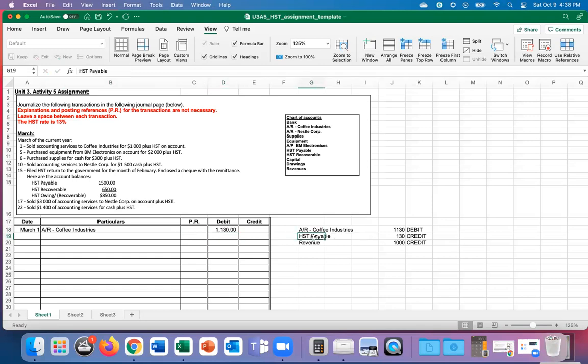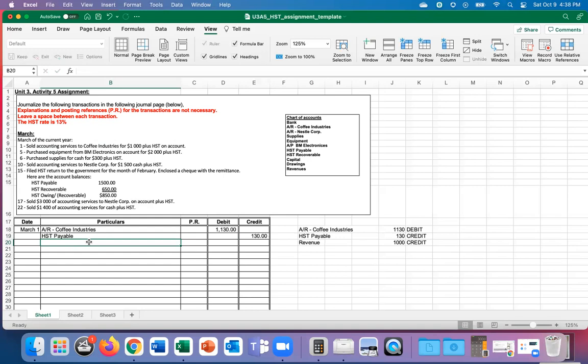So I will copy and paste my HST payable credit here, if it'll let me do that. Let's see. Yep. And then in the credit column, I will put in the amount that we're putting into the HST payable account, which is the $130. That's what we collected in tax.